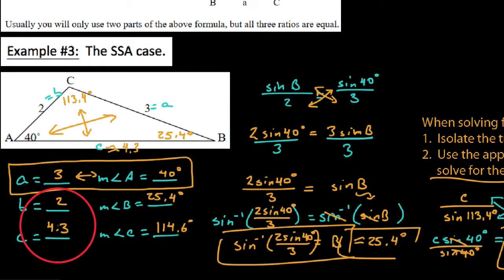So testing for reasonability, let's just go ahead and check. The largest or longest side was opposite the largest angle of rotation. The smallest side, 2, was opposite the smallest angle of rotation, and then our intermediate side was opposite our intermediate angle of rotation.